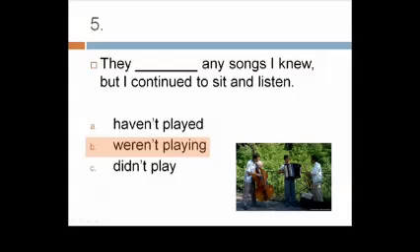You could ask, well, what were the musicians doing? What songs were they playing while you sat there and while you listened? There's an emphasis on activity rather than completion of action.